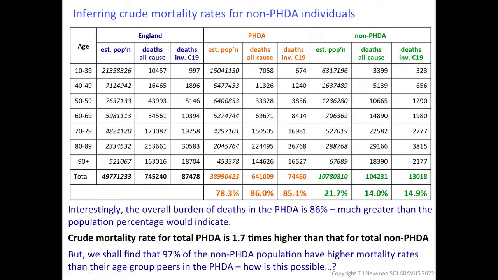But, spoiler alert, we're actually going to find that 97% of this population have higher mortality rates than their age group peers here. And you're going to say, how is that possible? And this is some of the madness of statistics that we'll now address with a cartoon before we get back to the important business of plotting mortality rates from this dataset.